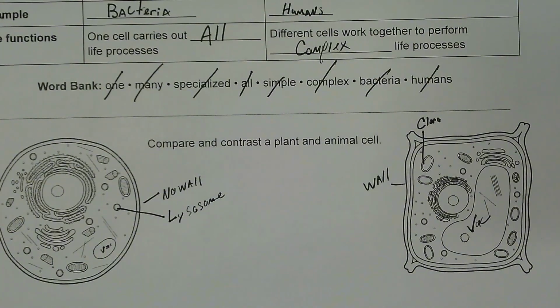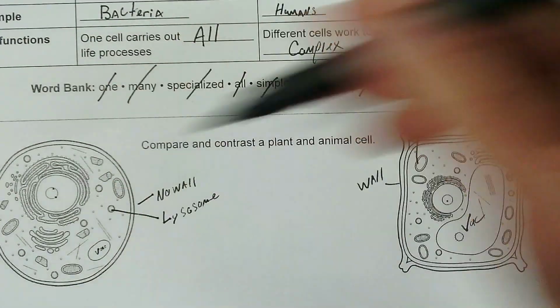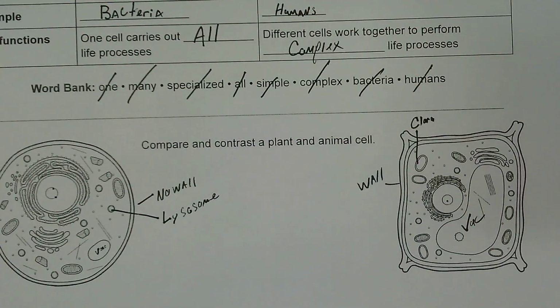So they both are part of larger organisms. They both have a nucleus because they are eukaryotic. But the main difference, cell wall, chloroplast, lysosome.